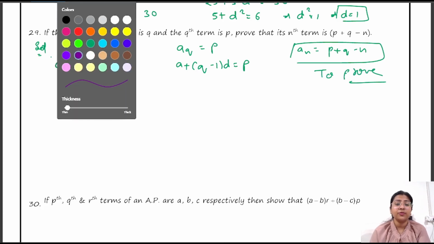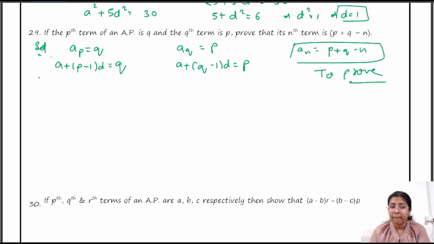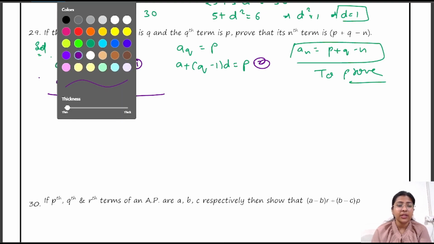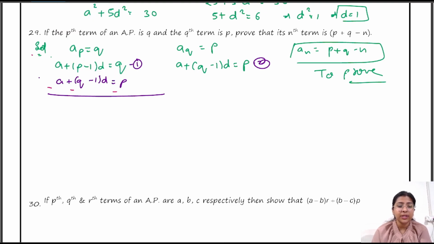Okay, now what will be your first step? Yes, p plus q. Can you add these two equations? But what will happen if you add? Okay, add these two equations. Okay, subtract this. We will get the value of a and d and then we will put the value of a and d in the general term formula. So the first equation we have, this is first and this is second. Now write down the second below the first. If you subtract these two equations, the a is eliminated.